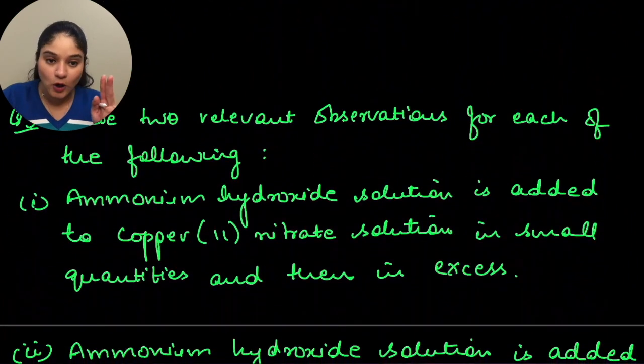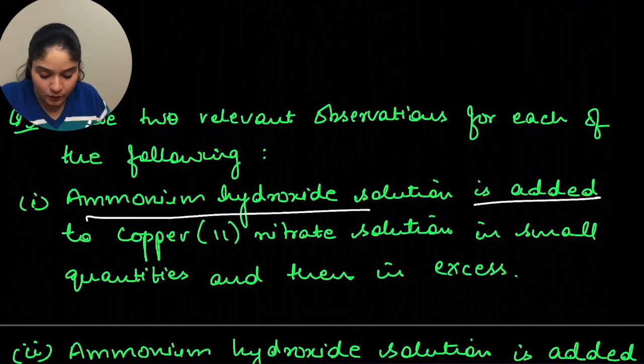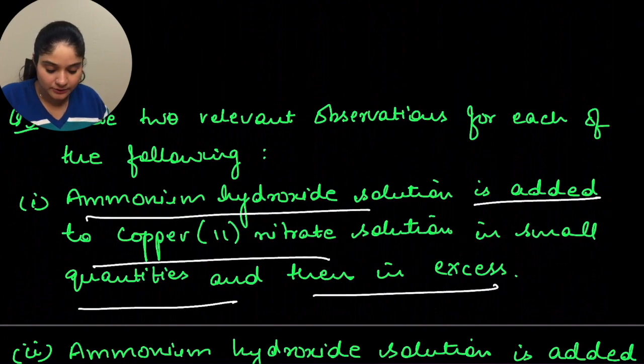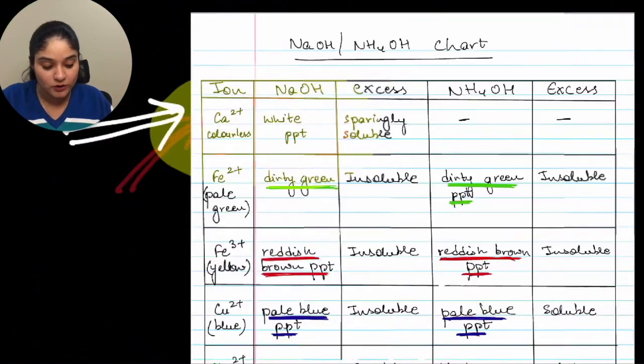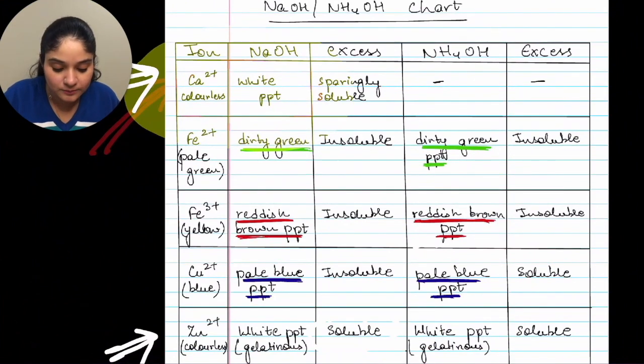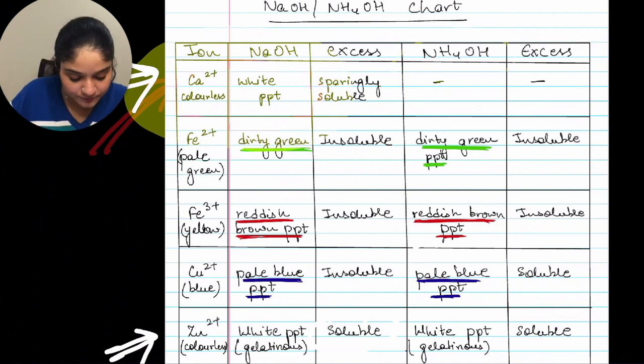State two relevant observations for each of the following cases. Ammonium hydroxide solution is added to copper nitrate solution in small quantities and then in excess. So we are talking about copper and ammonium hydroxide. Okay, we are back on the chart. Ammonium hydroxide. So we are in this one. Okay, so ammonium hydroxide, we are in this chart. Then we come down.